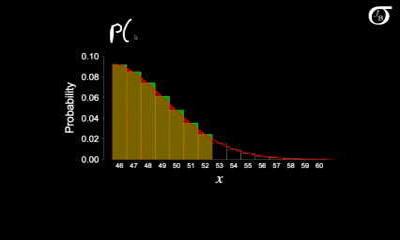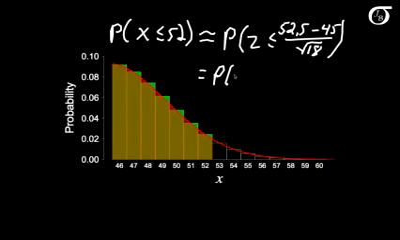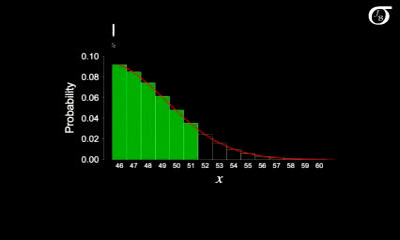So when I want the probability that x is less than or equal to 52, that's going to be approximately, with my continuity correction, I want to include all of 52, and so I should start at 52.5. Subtract the mean, which is 45, and divide by the standard deviation. This is going to be equal to the probability that z is less than or equal to 1.768. And if we plot that out, 1.768, that's this entire area here. And that works out to 0.9615.